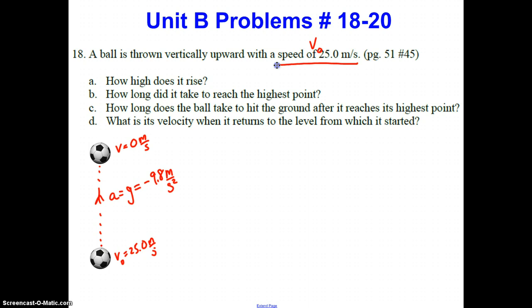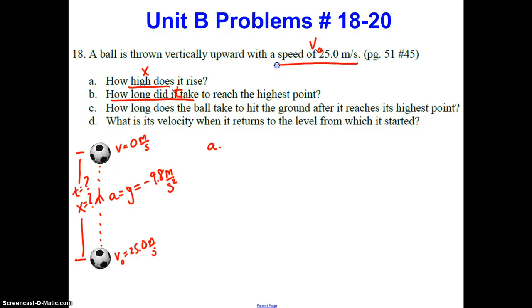Our first question, how high does it rise? And that would be x. So they want us to find the x value. B, how long did it take? That, of course, is time. So they also want us to find the time that it takes to get to the top. And then C, how long does it take the ball to hit the ground after it reaches the highest point? And D, what is its velocity when it returns to the level from which it started? We'll address those when we get to them.